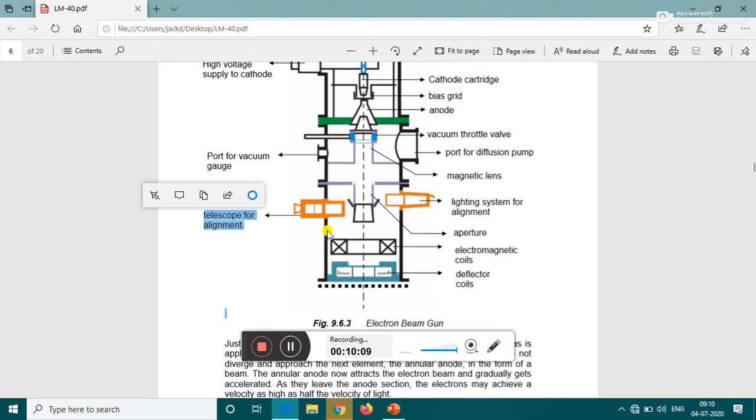So you can change the electron beam, I mean the angle and other things, using the telescope and lighting system alignment. You can align it with that of the workpiece. So this is why these two things are used. Okay, and now you have the things that are left.